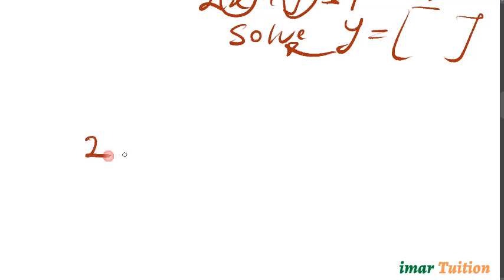Here we'll have 2x minus 5 to be equal to 1. This is an algebraic equation. We are asked to find the value of x. This is how it's done.